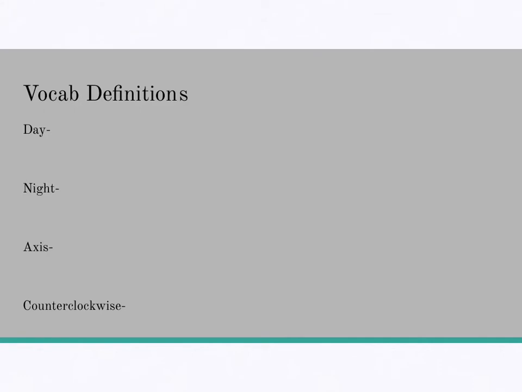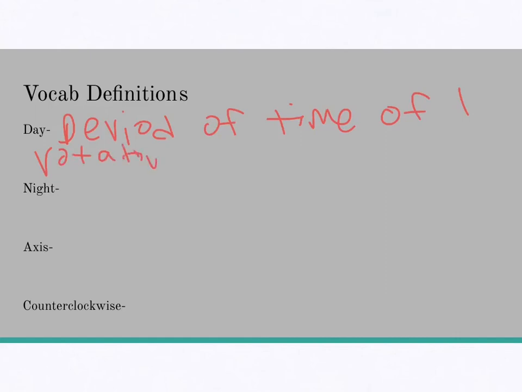So, knowing the vocab words at the beginning of the unit, we might have had a little bit of a definition for each word, but by the end of this unit, you should have been able to create your own definitions for the words day, night, axis, and counterclockwise. So we know that day is the period of time of one rotation of Earth on its axis.